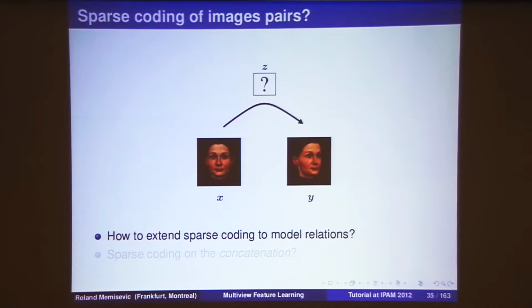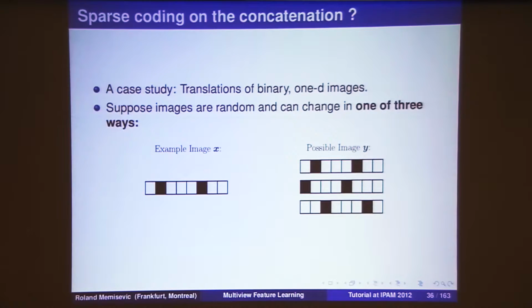Okay, so then let's look at the task that we want to solve. So we have two images. We want a Z that tells us somehow how these images are related. The naive approach to this would be to say, well, why don't we just take those two images and concatenate them and then plug them into our favorite sparse coding model, put them into our RBM or something. Here is a very little, also naive, case study that shows that this doesn't make any sense to do, that this is not something worth trying.